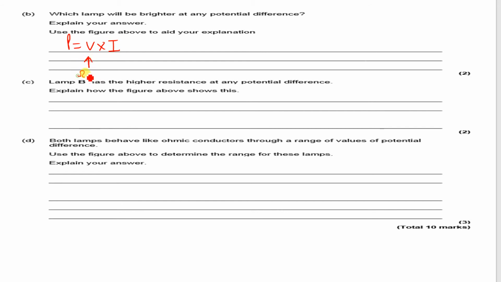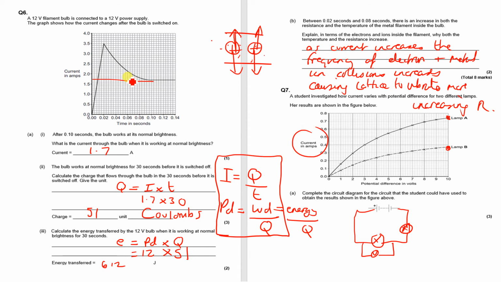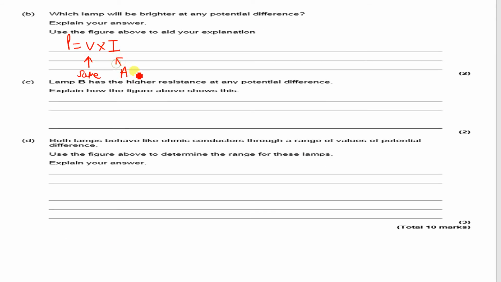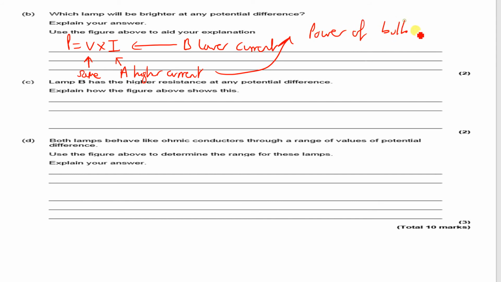Now the voltage is the same, but if we look back at bulb A, it has a higher current. Bulb B has a lower current. So if you think about the power in terms of this, if the voltage is the same and we times the voltage by the current, the one with the higher number is going to give us a greater power. So power of bulb A is greater as voltage is constant and current for A is greater.